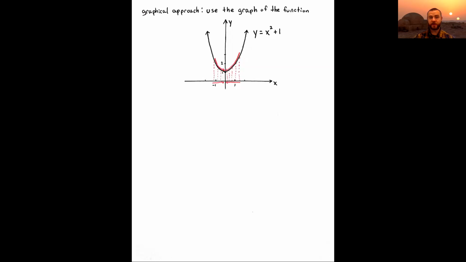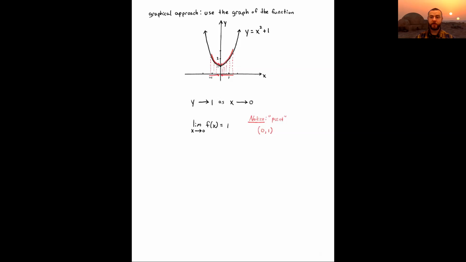Due to the symmetry in the graph, the same thing happens as we approach 0 from the left side. So here we would summarize and say the y values approach 1 as x approaches 0. This is giving us another way to understand this limit statement: the limit as x approaches 0 of this function equals 1. Now, graphically, these function values are getting close to that point on the graph, 0, 1.